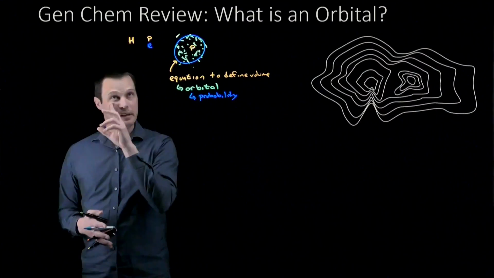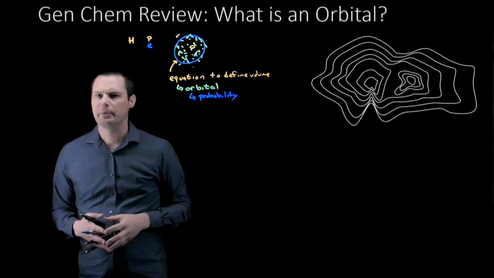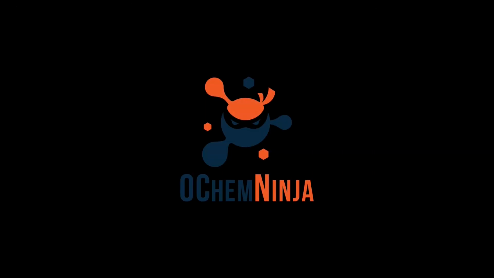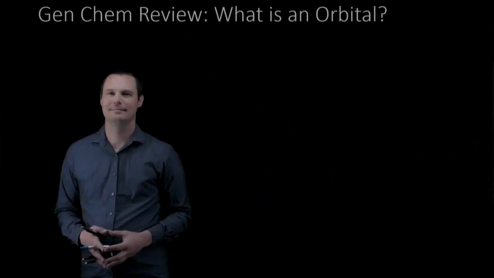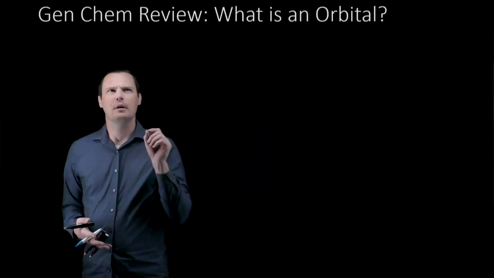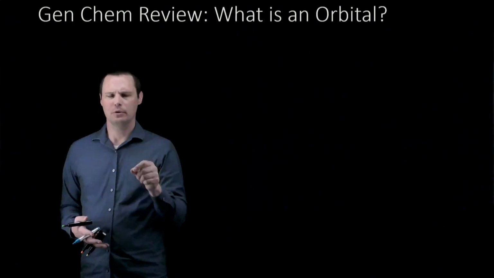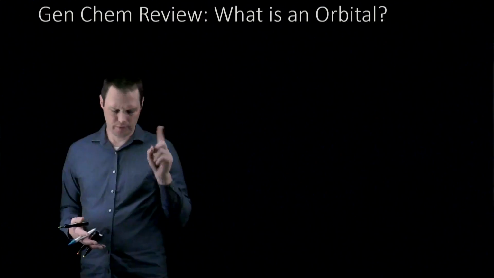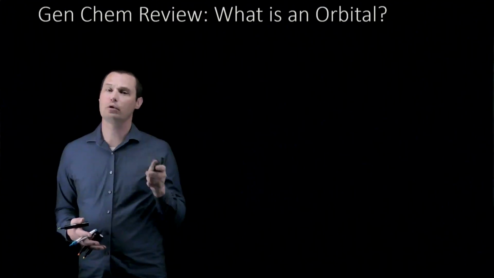An orbital is like the world's worst contour map. So what is an orbital? I mean, sure, we all know what an orbital is, but what is an orbital? Have you ever really thought about that? What is an orbital? Let's start by talking about some things that orbitals are not.